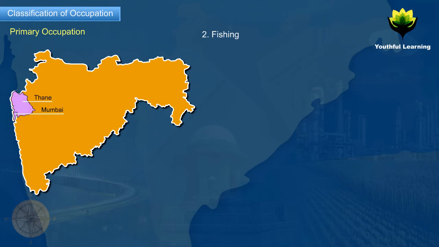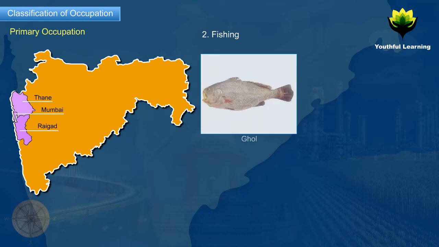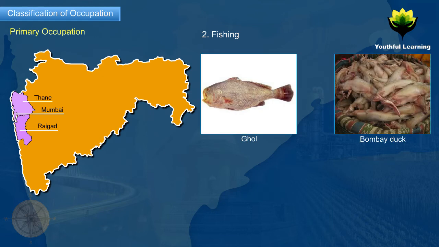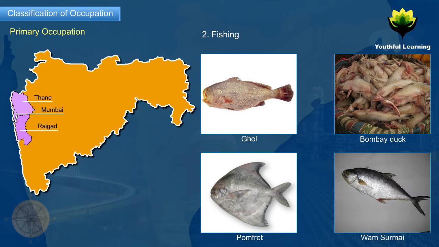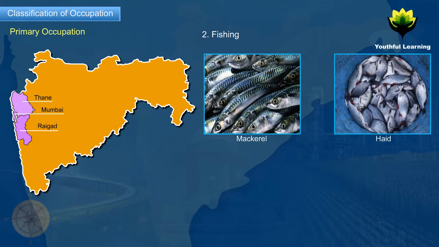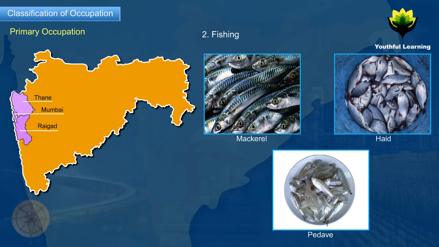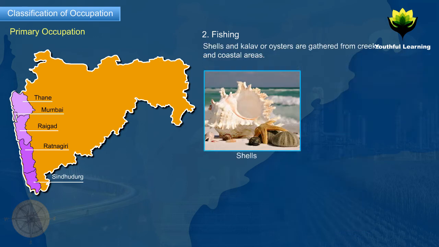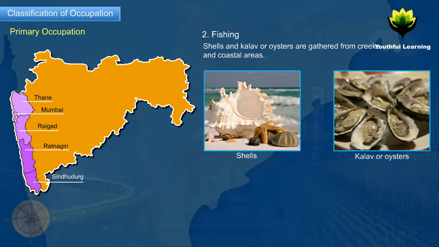Mumbai, Thane, and Raigad coast are known for fishes such as ghole, Bombay duck, pomfret, varm surmai, and prawns, etc. While mackerel, hade, and pedway, etc. are found along the Ratnagiri and Sindhudurg coast. Also, shells and kalav or oysters are gathered from creeks and coastal areas.